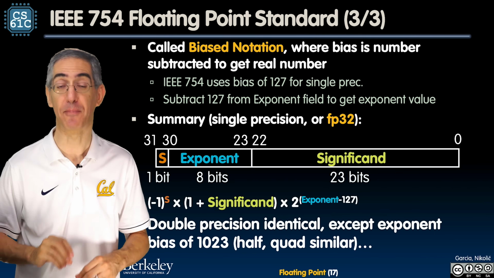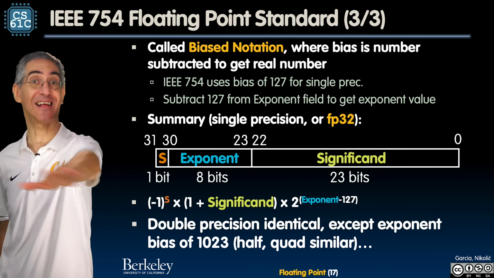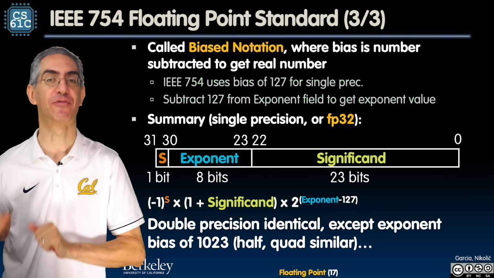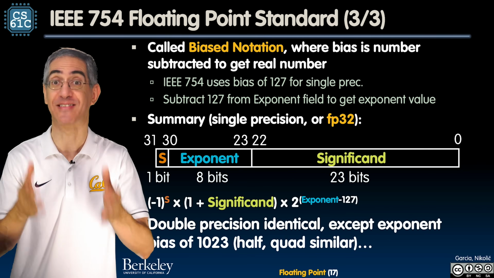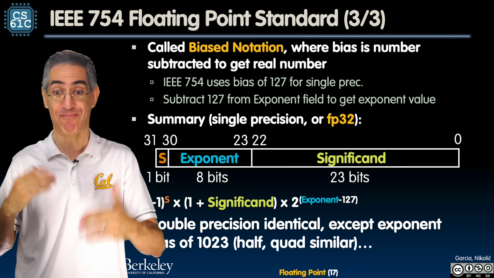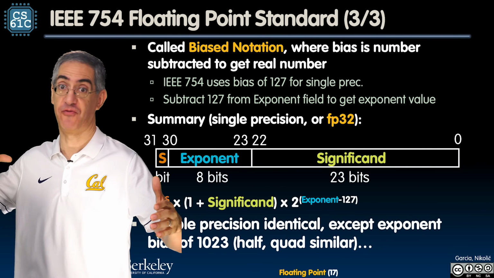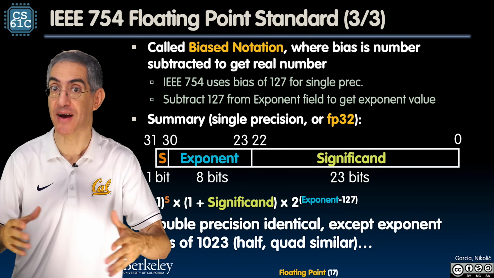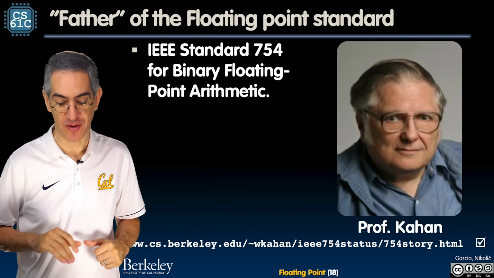There's still some more details there, but that's pretty cool. And double is exactly the same. It's just you have more bits for the significand and more bits for the exponent, but exactly the same equation. That's pretty cool. And quad is bigger than that. Same idea, just more bits for the exponent, more bits for the significand.